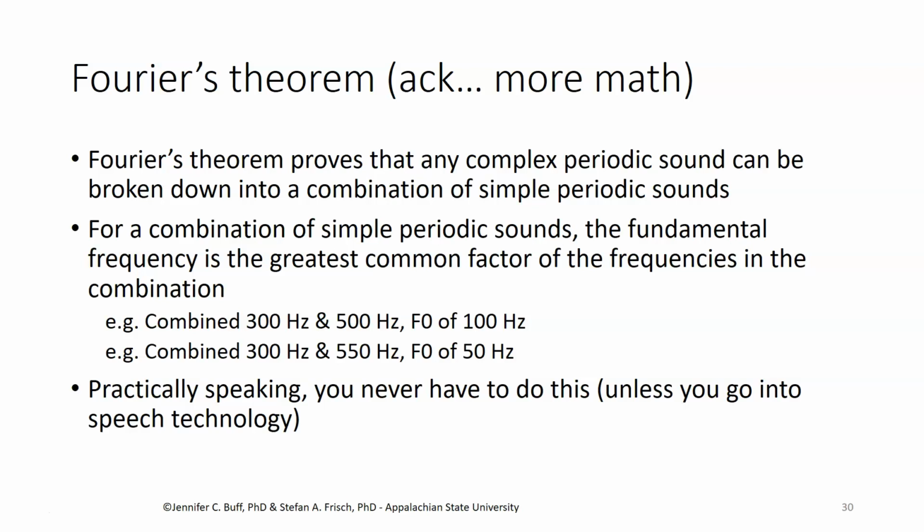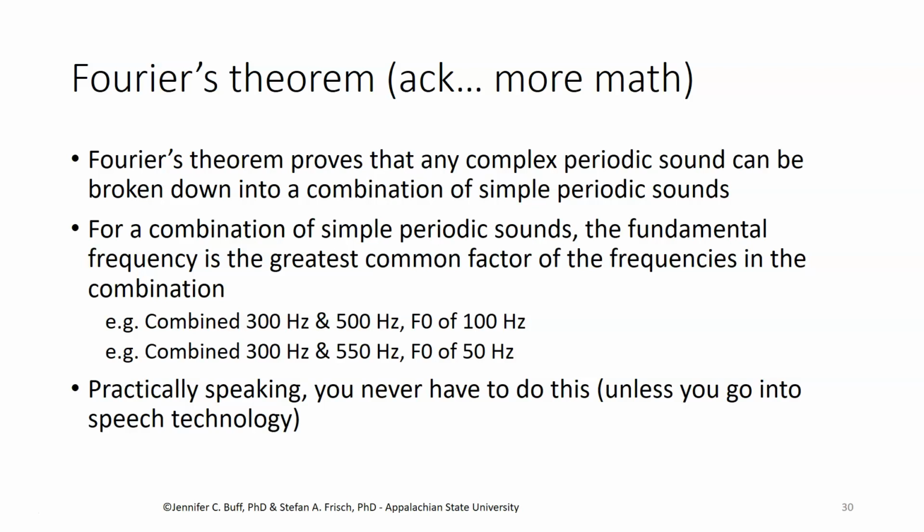Because of the math behind Fourier's theorem, if we take 2 simple periodic sounds and combine them together, the fundamental frequency of that combined sound is the greatest common factor of the frequencies, the biggest number that evenly divides into both of them. So for example, if I put a 300 and a 500 Hz sound together, I'm going to get a fundamental frequency of 100 Hz for that sound.